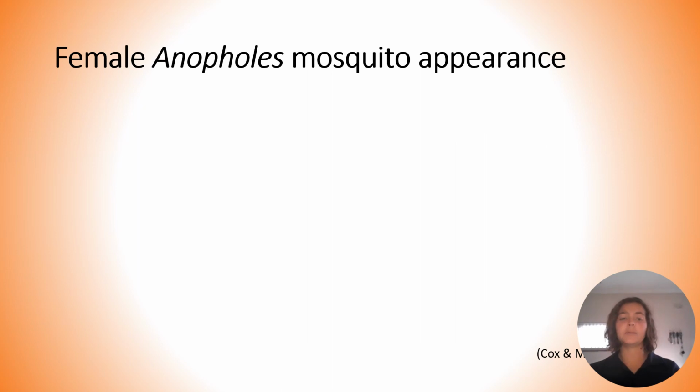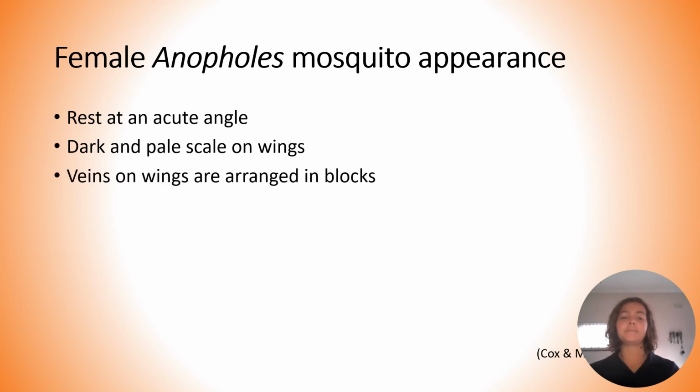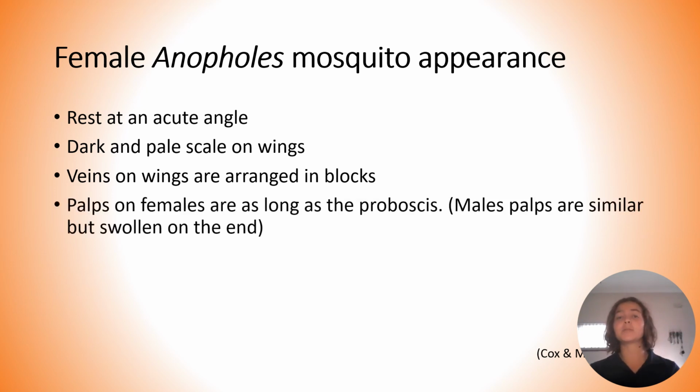So the next slide we'll be looking at is the female Anopheles mosquito in appearance. They rest at an acute angle. They have dark and pale scales on their wings. The veins on their wings are arranged in blocks, and the palps on the female are almost as long as the proboscis, whereas the male palps are swollen on the end.